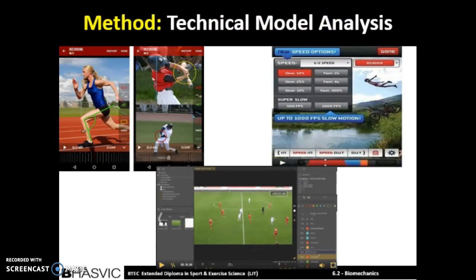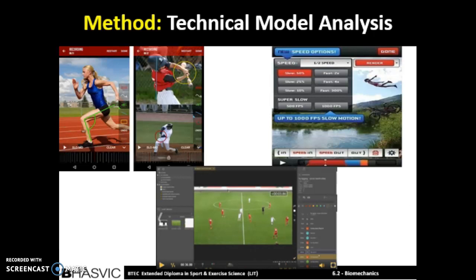In order to collect data on a technical model, you can watch live games, performances, or practices in order to see an elite athlete's technique, or the player that you may be coaching, so that you can tell them how to improve. Also, you can watch filmed footage in order to pause and rewind so that you can magnify the smallest faults in the technique to make it perfect.